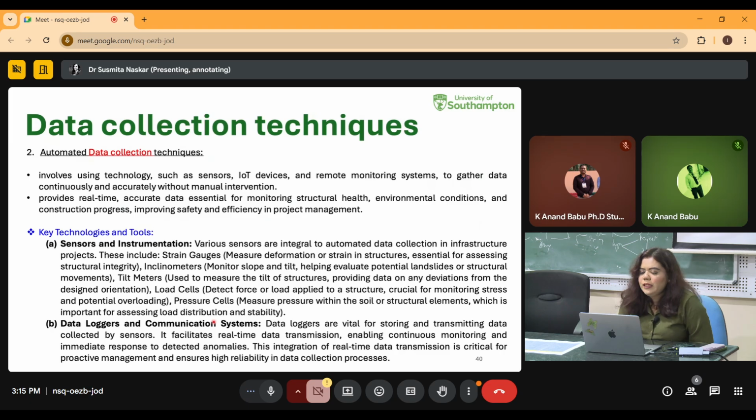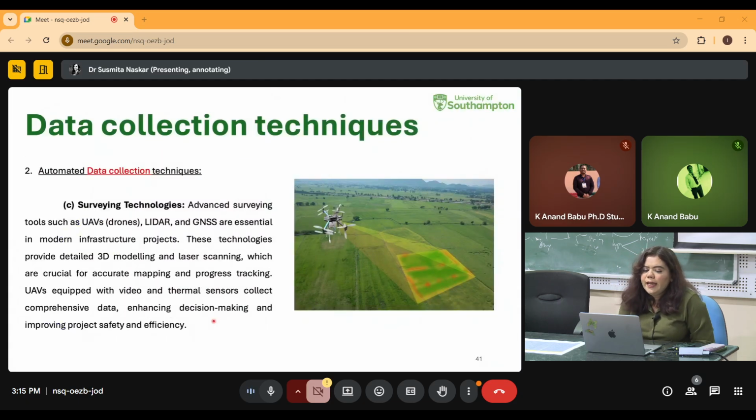So that's one of the tools we use when we move from manual to automated data collection. In essence, automated data collection not only overcomes the limitations of manual methods, but also enables smarter decision making with accurate, real-time data. Another important tool, besides sensors and instrumentation, is surveying technology.